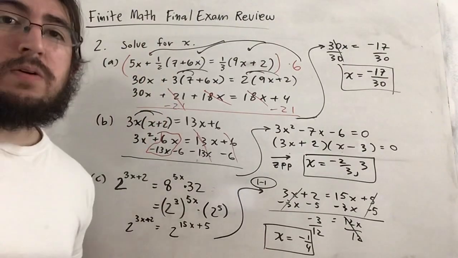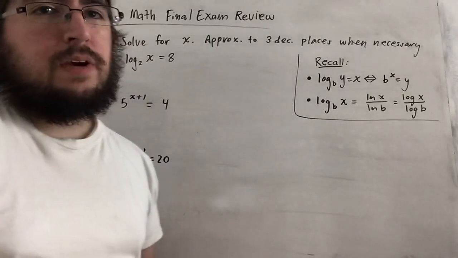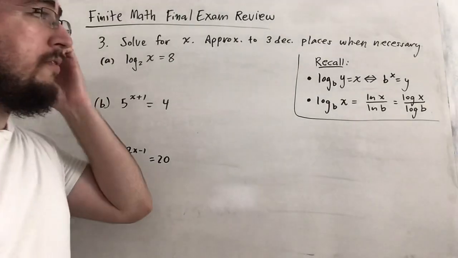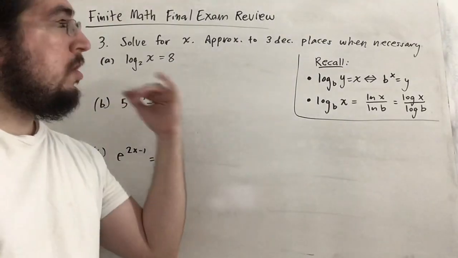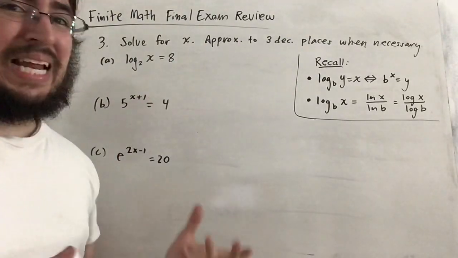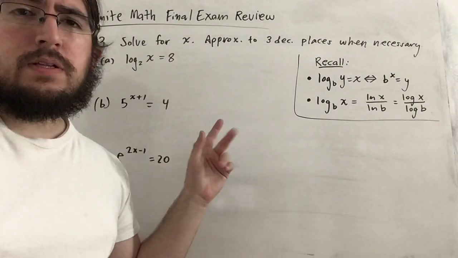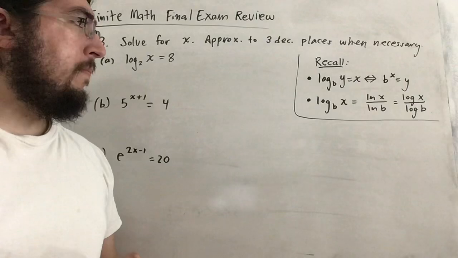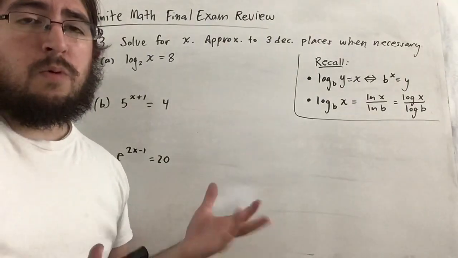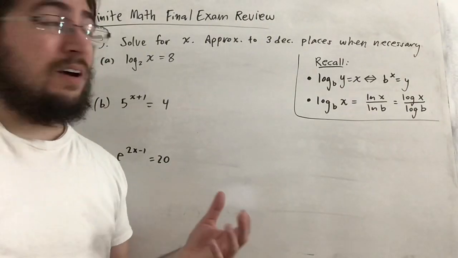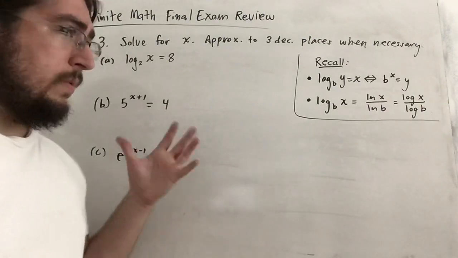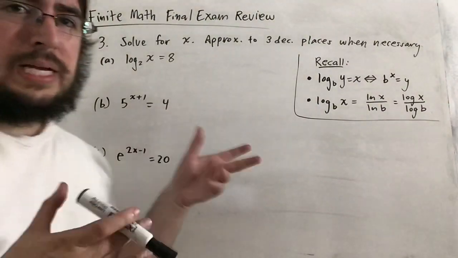We finished 2, and now let's move on to number 3. Right, so now for number 3, it's asking us to solve for x much like number 2, only we have to approximate to 3 decimal places when necessary. First, I want to recall a few things. I only really want to recall 2 things, even though actually I could say more here because we saw a ton of logarithmic properties when we discussed logarithms. But the biggest ones were these.